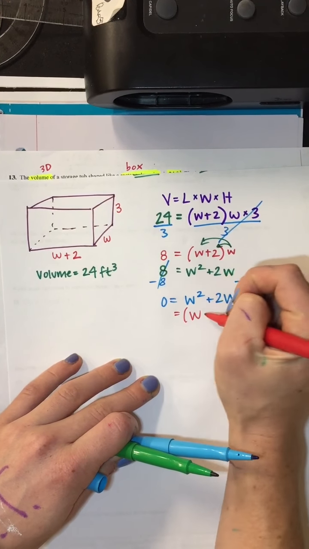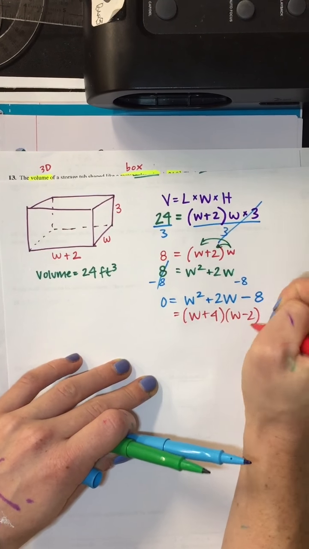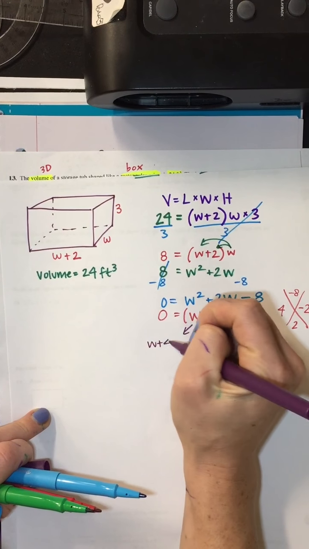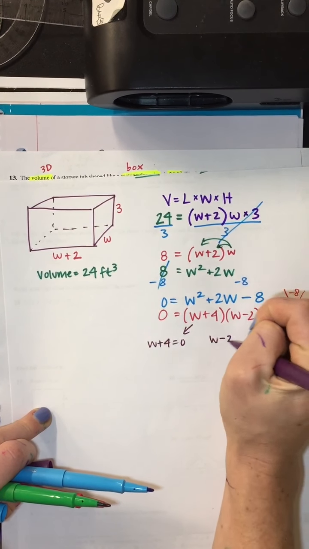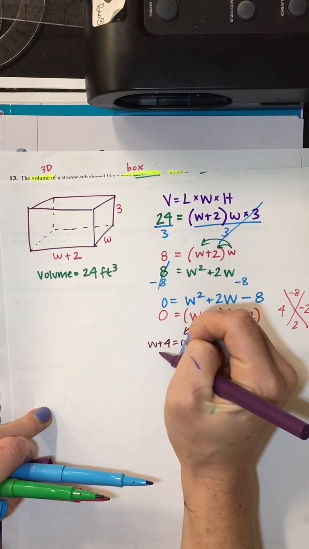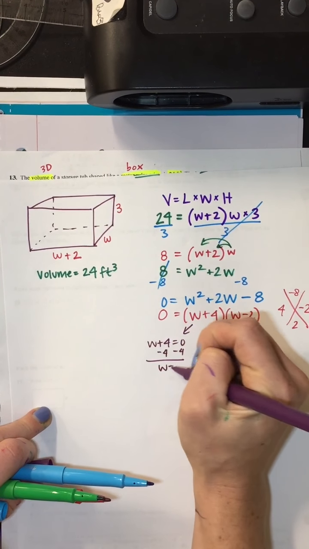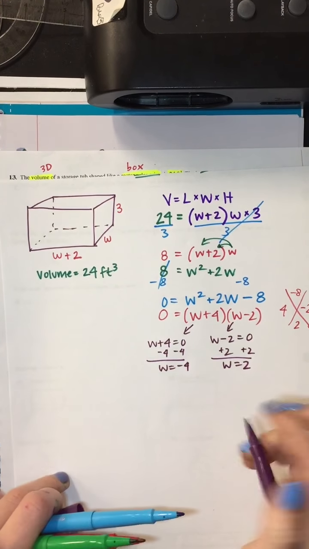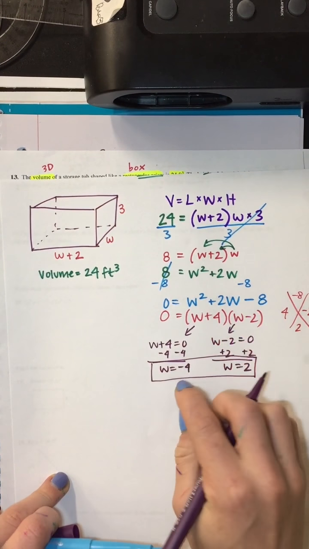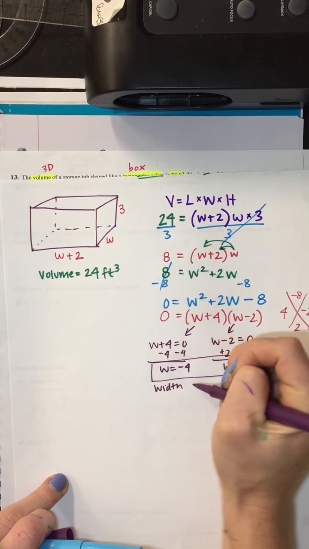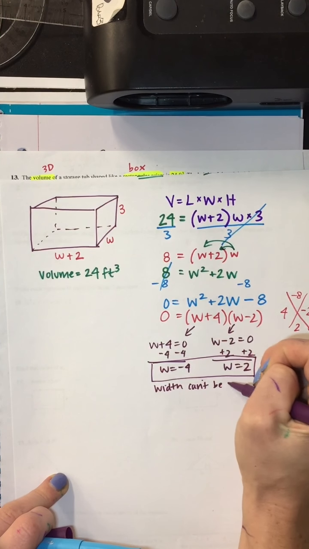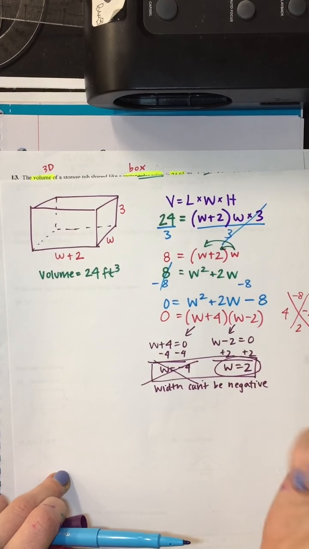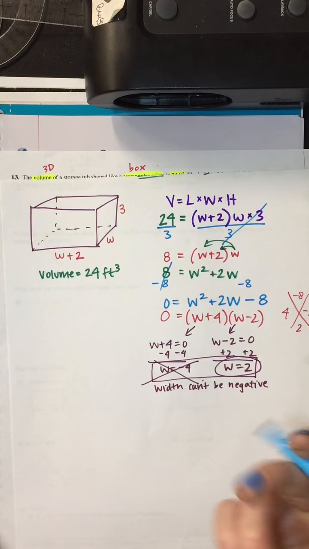So I write W plus 4, W minus 2 is equal to 0. Zero product property, I have W plus 4 equals 0, W minus 2 equals 0. Subtract 4, W equals negative 4. Add 2, W equals 2. So this is my answer, except that width cannot be negative. So I cross this out, so that's my answer. Okay, that's it. Done.